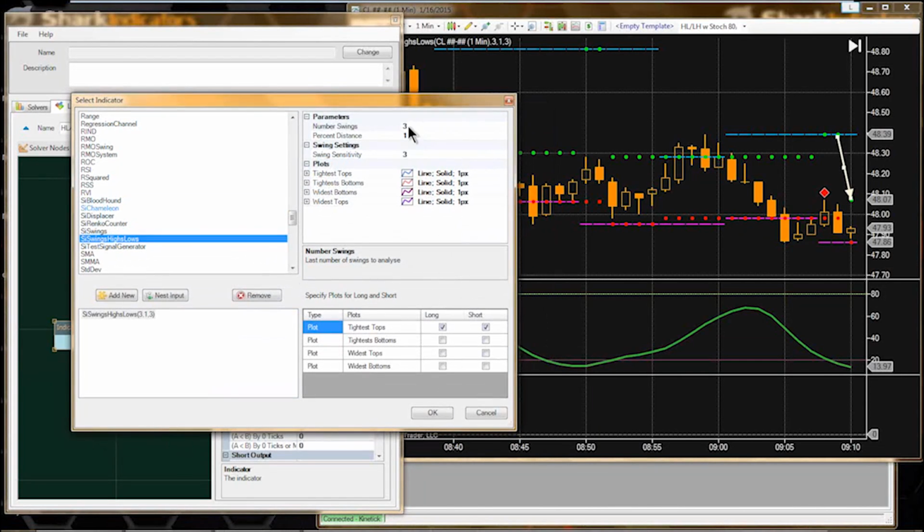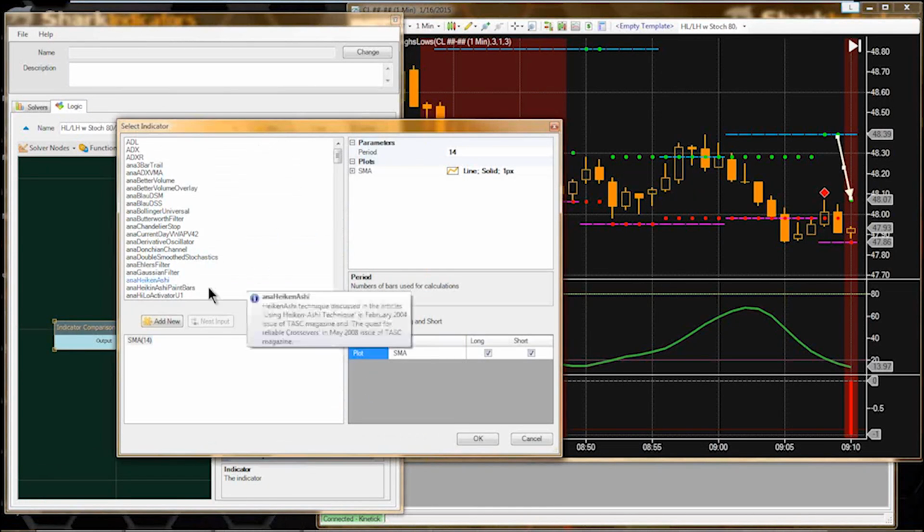I was using the default settings, so I don't need to change any of my settings here. I'm going to be using the tops to generate a short signal. Remember that the dotted blue lines are the tightest tops. And I'm going to be using the tightest bottoms to generate a long signal. So when the tightest tops are stepping down, that's when I want to generate a short signal. So we have the short checkbox selected there.